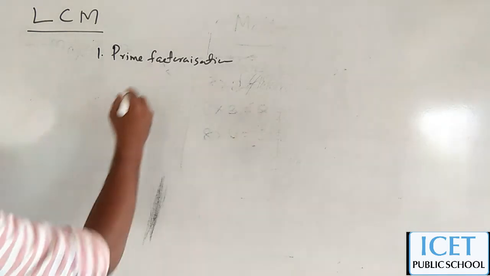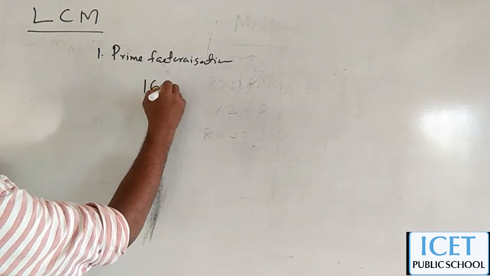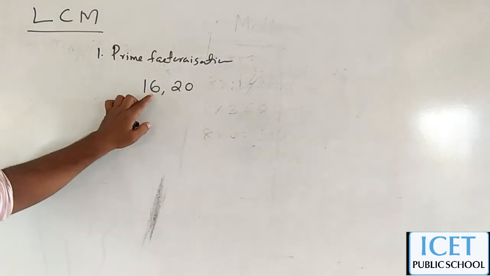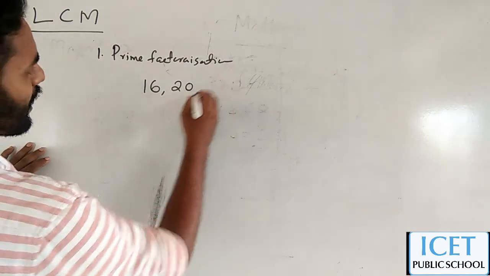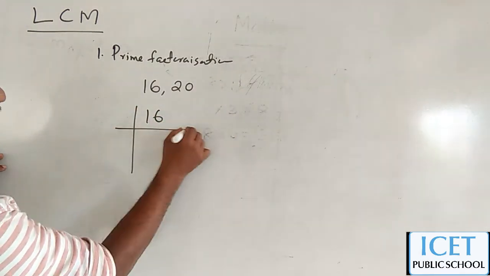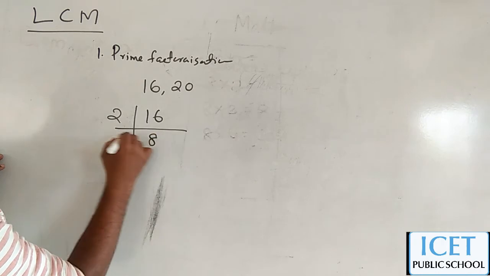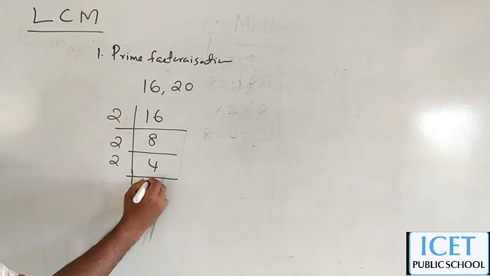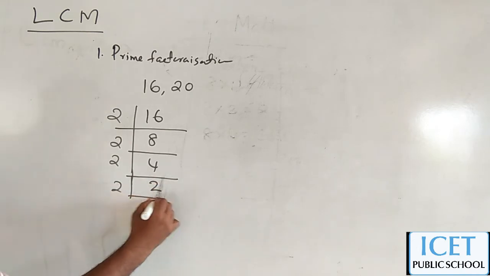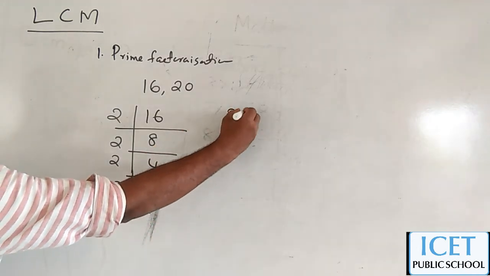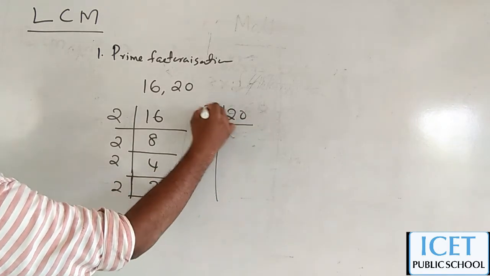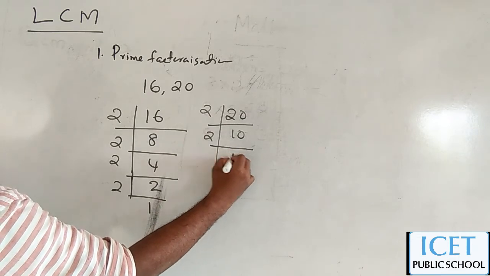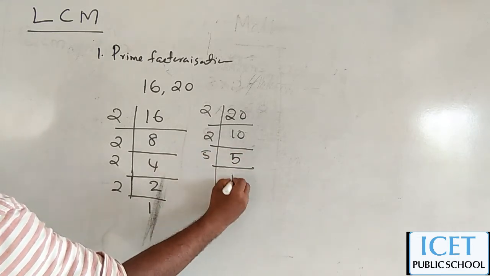We can take the numbers 16 and 20. We have to find out the LCM of 16 and 20. First we have to factorize 16. 16, 2, 8, 2, 4, 2, 2, up to 1. Then we have to factorize 20. 20 by 2 is 10. Again by 2, 5. Again 5 is the factor.